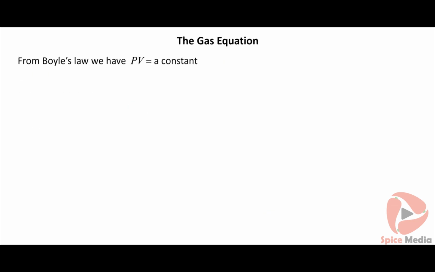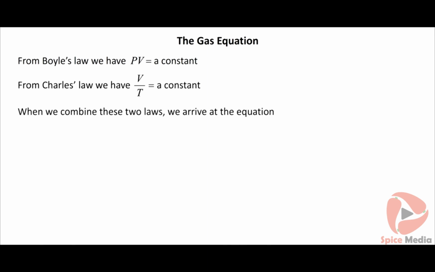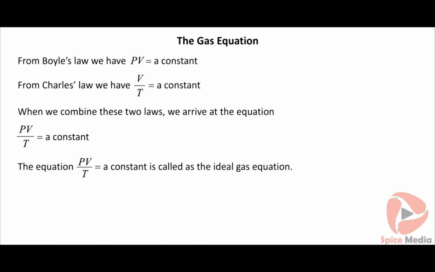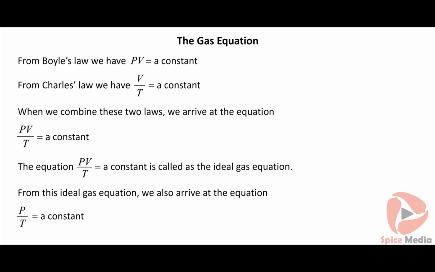From Boyle's law, we have PV is equal to a constant. From Charles' law, we have V by T is equal to a constant. When we combine these two laws, we arrive at the equation PV by T is equal to a constant. The value of the constant in each of the above three equations is different. The equation PV by T is equal to a constant is called the ideal gas equation. From this ideal gas equation, we also arrive at the equation P by T is equal to a constant. In other words, volume remaining constant, the pressure of a given mass of gas is directly proportional to its absolute temperature.